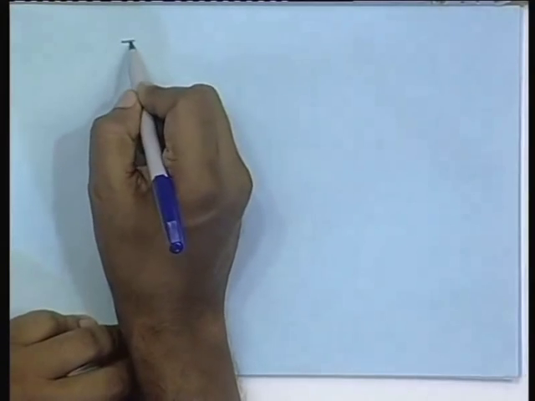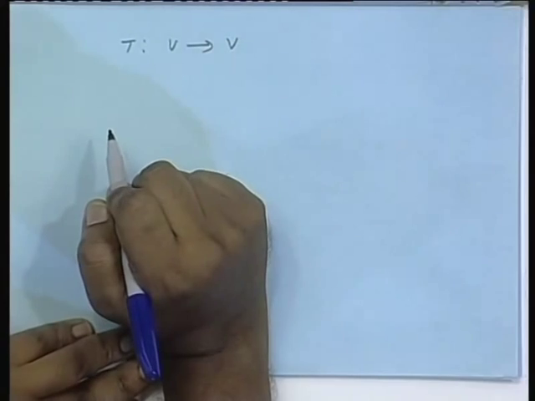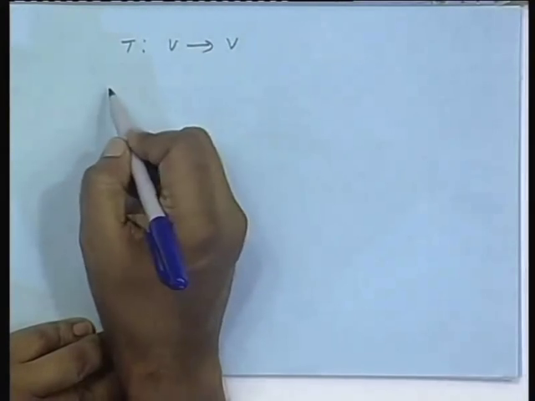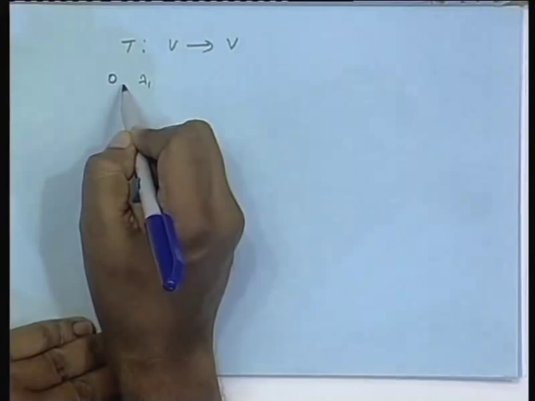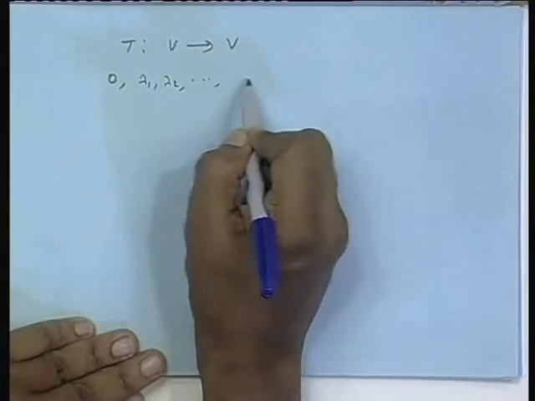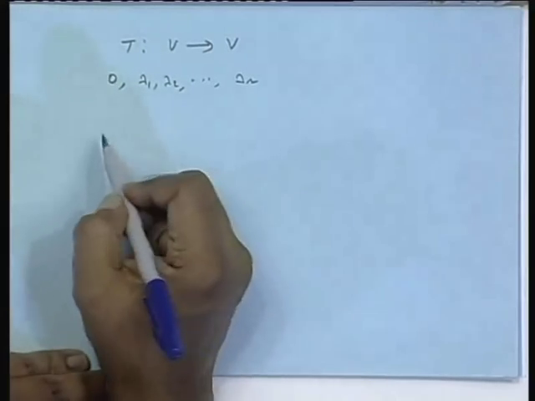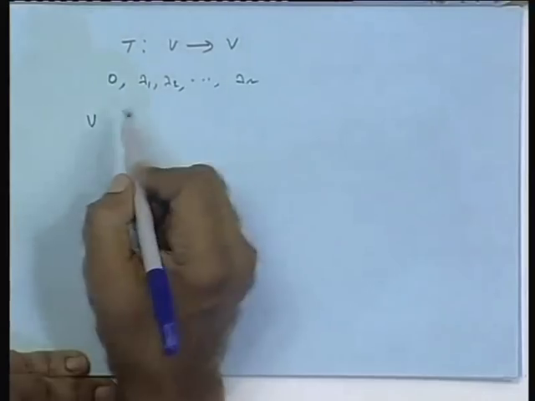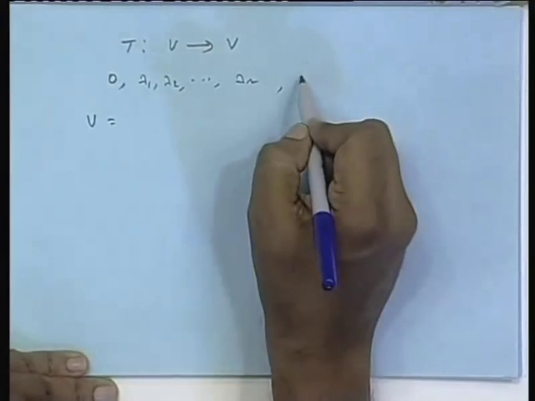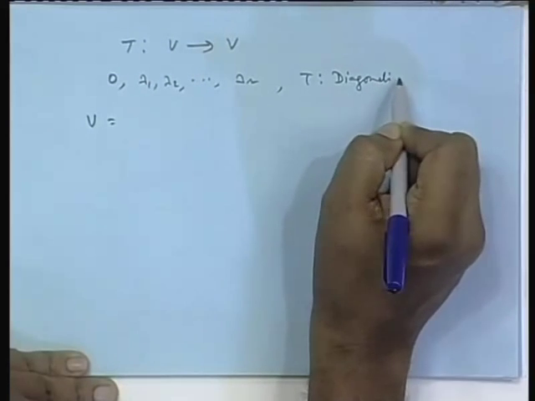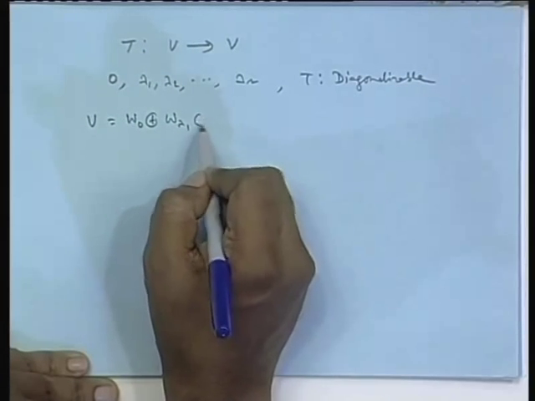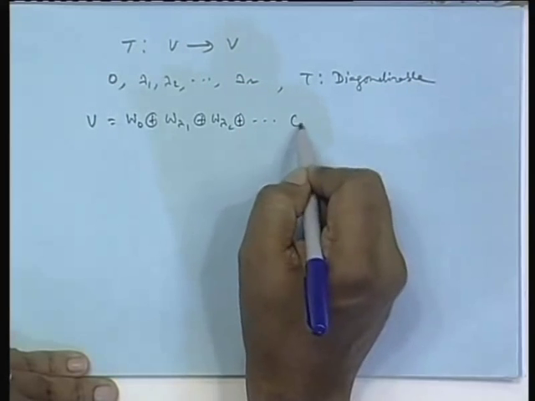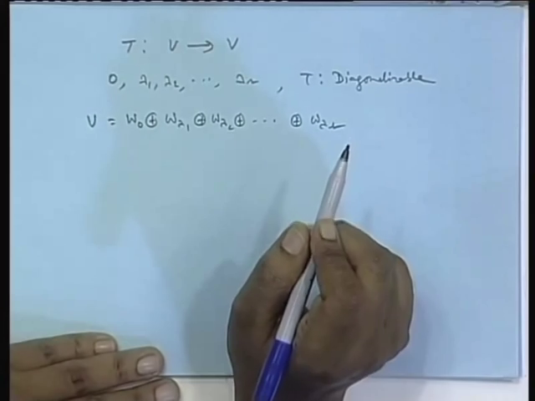But before I go to matrices, just one more thing I wanted to show. Suppose T takes V to V, and you have, suppose, a 0 eigenvalue and then lambda 1, lambda 2, dot dot dot, lambda r. T is given to be diagonalizable, that is V is nothing but W 0 direct sum W lambda 1 direct sum W lambda 2 direct sum dot dot dot direct sum W lambda r. This is given to you.